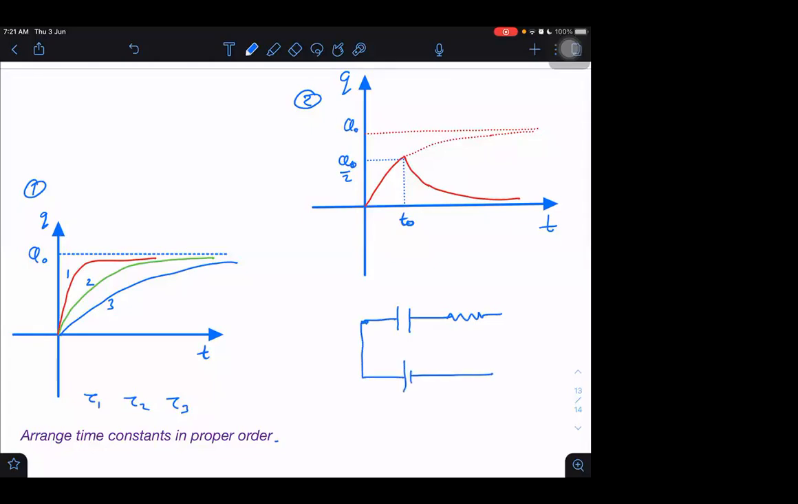Is it getting charged? Getting charged or not? Yes, sir. But now I have to do just one thing. I have to start making it discharge. Let's say this is R, and this is a switch here. And then this is getting discharged now.